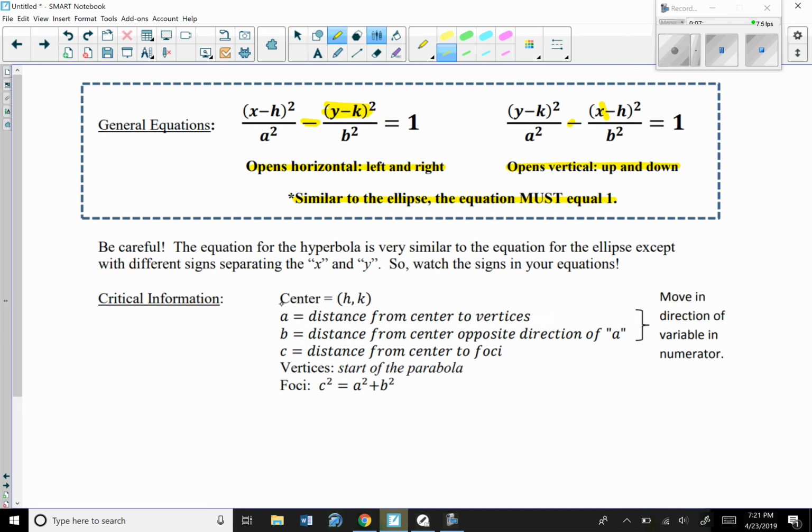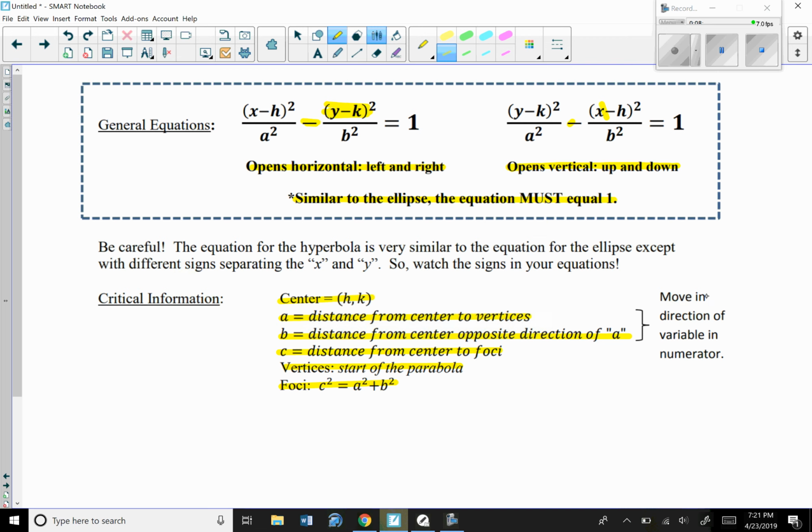And so we've already said this before, that the center is h, k. a is the distance from the center to the vertices. b is the distance from the center in the opposite direction of a. c is the distance from the center to your foci. And again, the vertices are the start of the hyperbola, and we know to get the foci, it's going to be using the Pythagorean relationship, c squared equals a squared plus b squared.